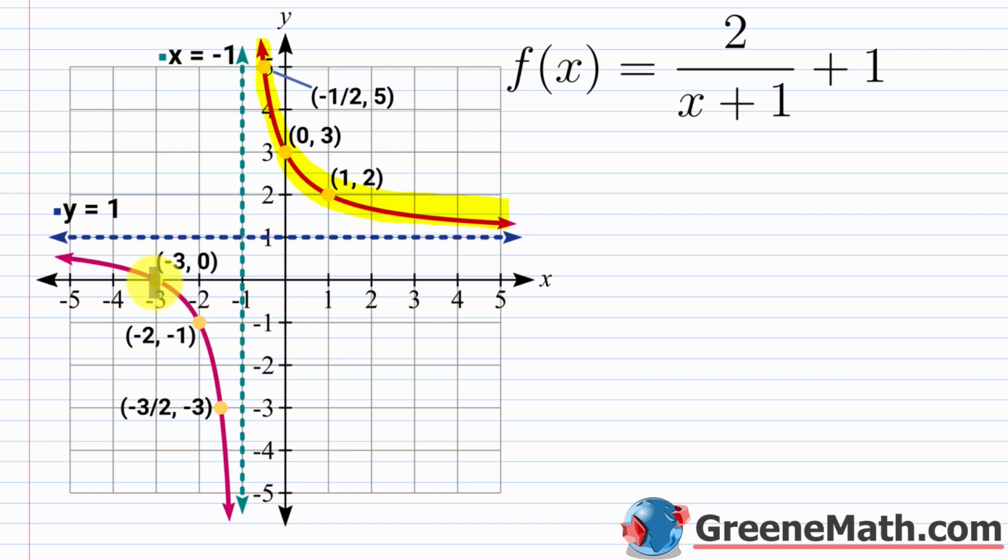Then this one, we have your -3, 0, you have your -2, -1, and then your -3/2, -3. So again, this is going to approach your horizontal asymptote like that. It's going to come down here and approach that vertical asymptote like that.